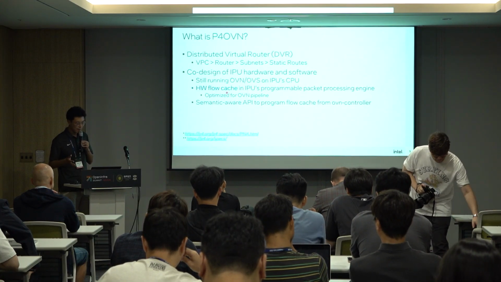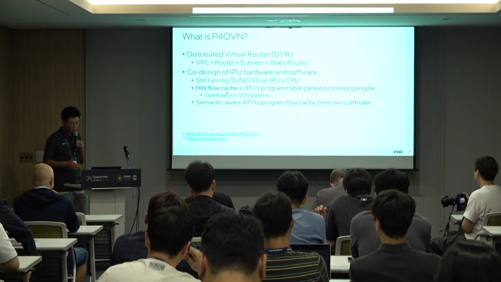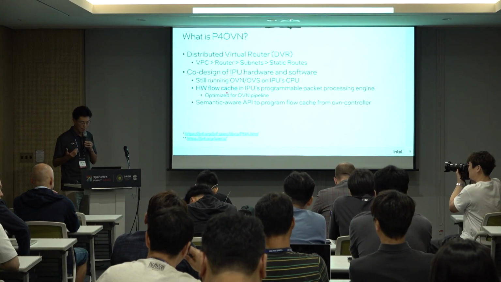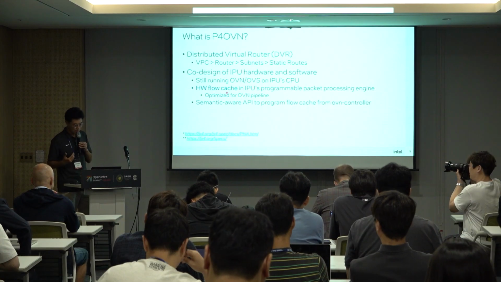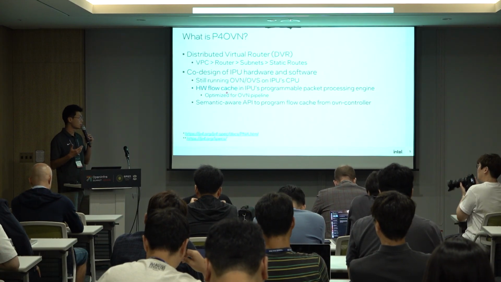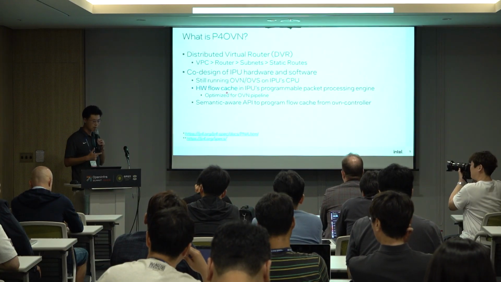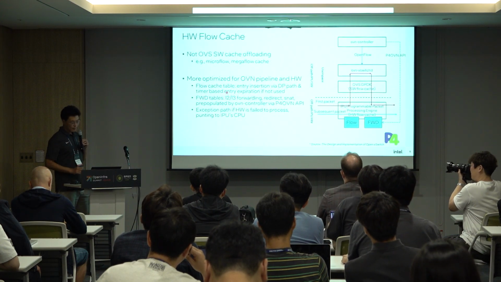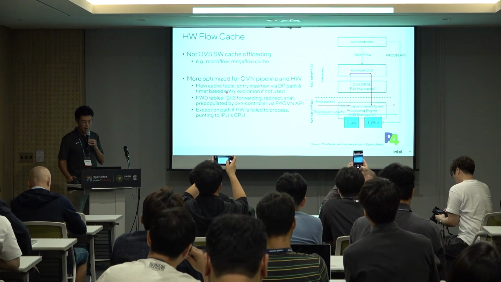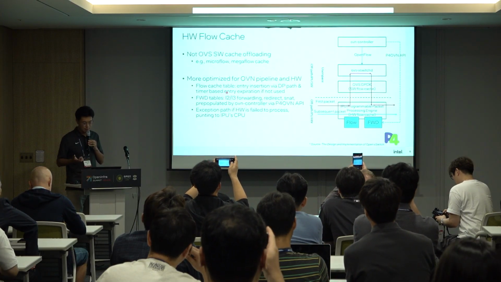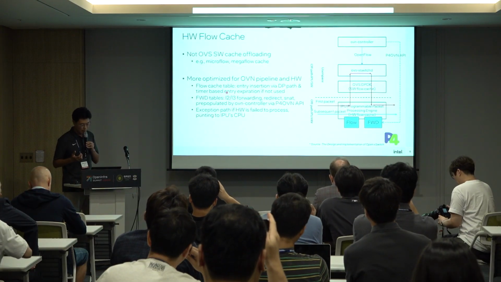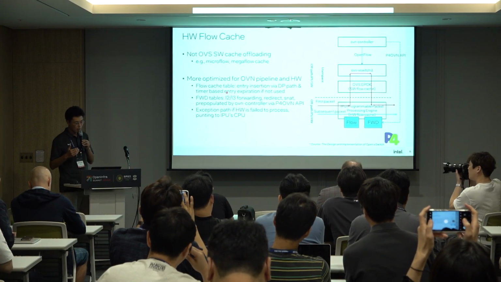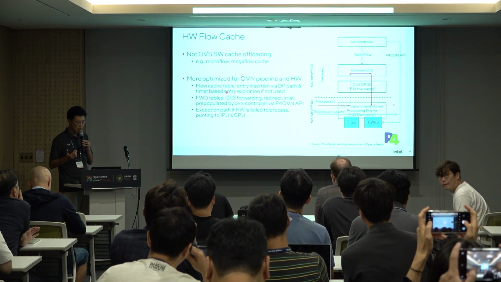We developed the hardware pipeline with the P4 language in the same manner as software development. Thanks to the P4 language and its programming model called P4 Runtime, we can easily develop a high-level API to be used by an upper-layer application, for example, the ovn-controller in this case. Or any type of SDN controller can be integrated with this API to program this hardware flow cache here. Although the P4OVN hardware flow cache still follows the OVS cache architecture, it does not mean offloading the OVS software cache, for example, the microflow cache and megaflow cache, into the IPU.